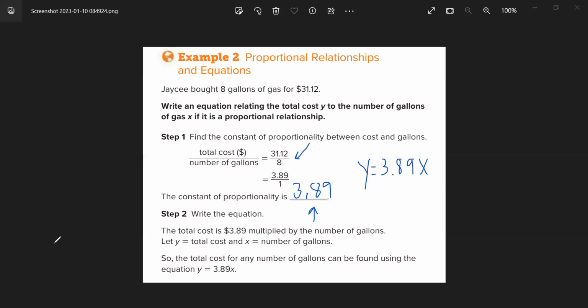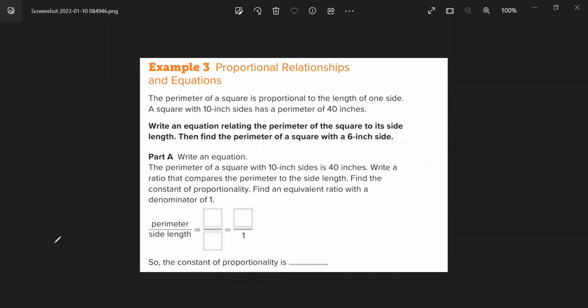Okay, good. Let's see another example to make it a little bit more clear. Proportional relationships and equations. The perimeter of a square is proportional to the length of one side. A square with 10-inch sides has a perimeter of 40 inches. Write an equation relating the perimeter of the square to its side length. Then find the perimeter of a square with a 6-inch side.